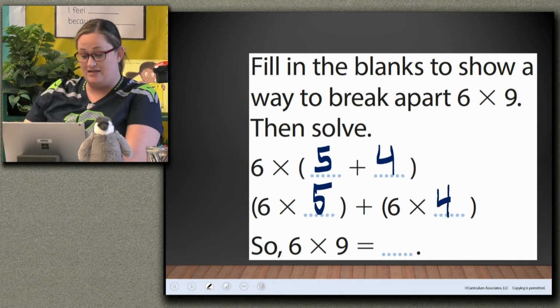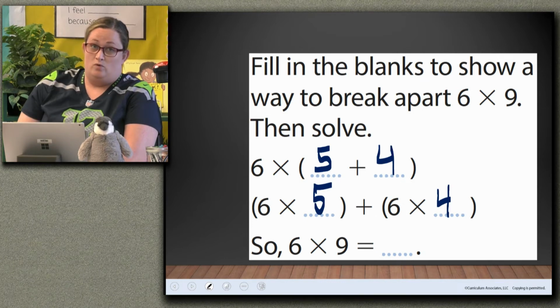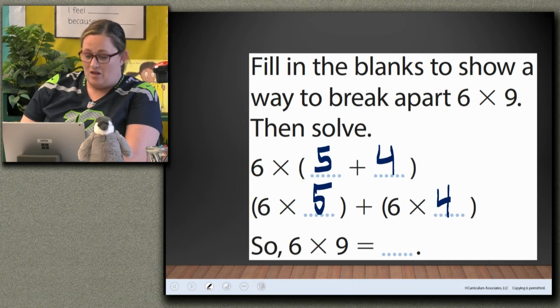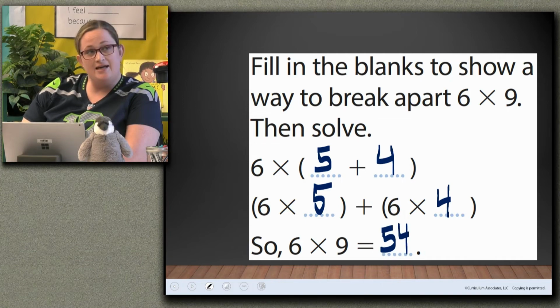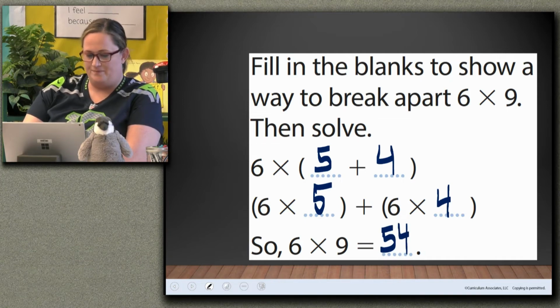Excellent. So 6 times 9 is, what's 6 times 5? 30. What's 6 times 4? 24. What's 30 plus 24? It's 54. Ta-da! Problem solved. Nice work.